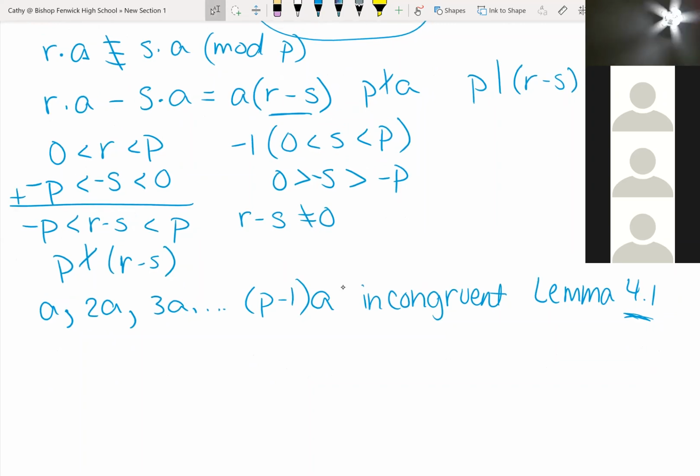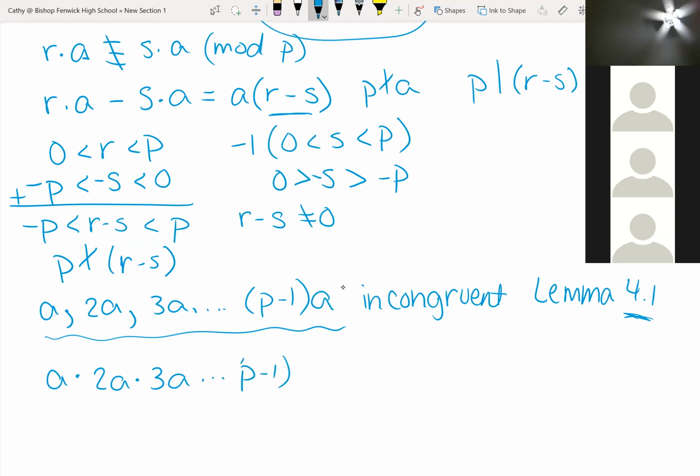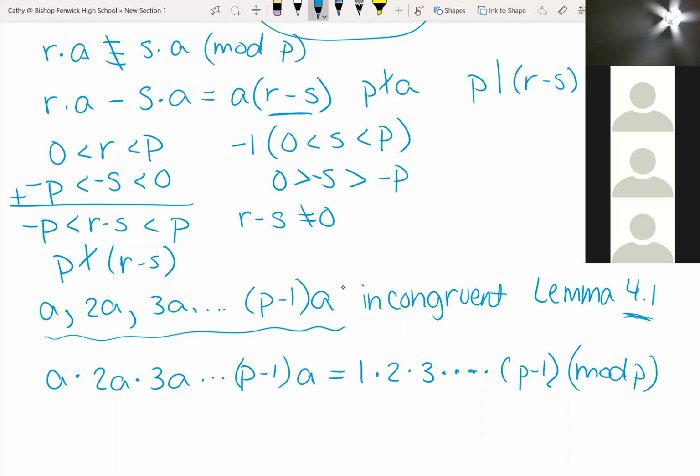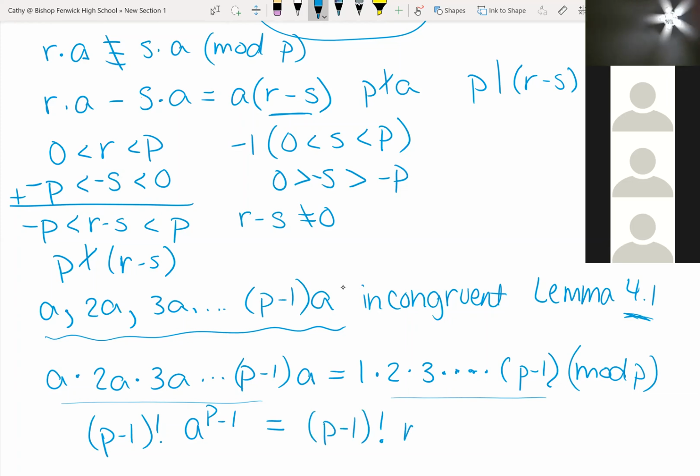So this means that these are just a rearrangement of congruence classes. So that means we could just write it as A times 2A times 3A, all the way up to P minus 1 times A. That equals 1 times 2 times 3, all the way up to P minus 1 modulo P. So when we look at this, each side independently has factorials in it. So this is P minus 1 factorial times A to the P minus 1. And the right-hand side is just P minus 1 factorial modulo P.